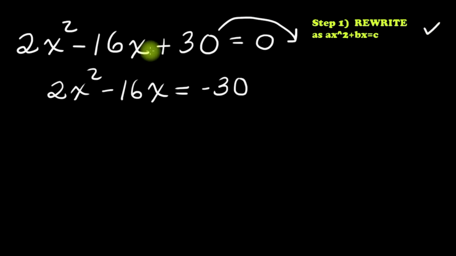Now, sometimes you're given equations like this, where you already have ax squared plus bx is c. Okay, if that's the case, then you do not have to do step 1. You can just move past step 1.